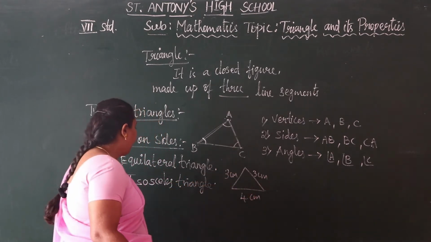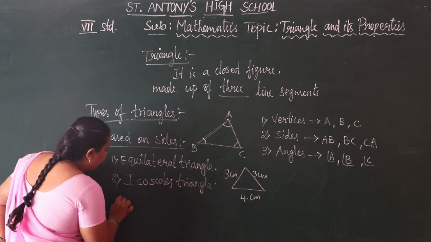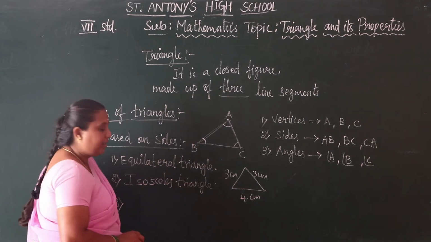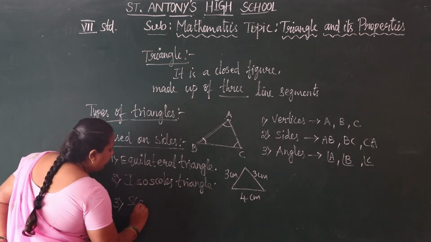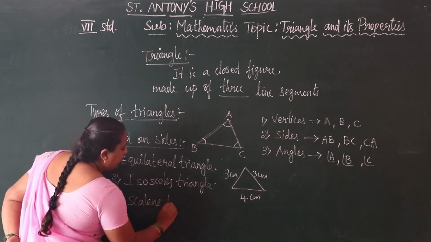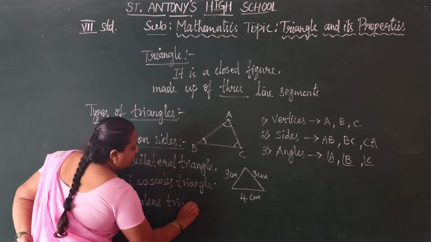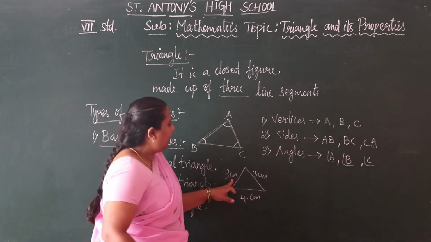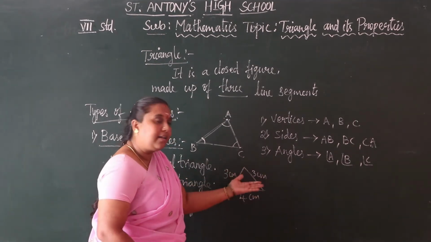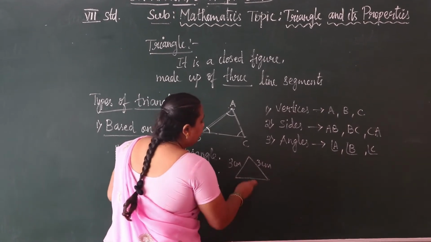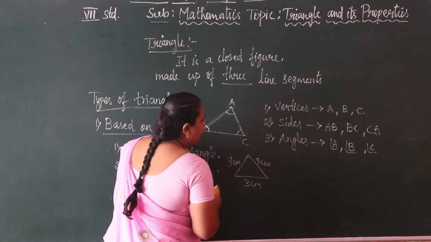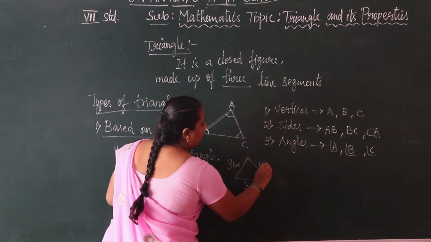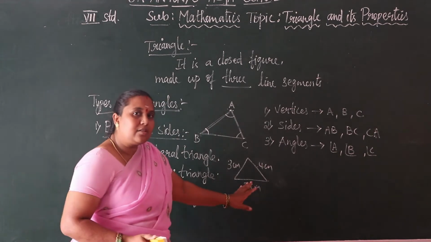So we can say it is an isosceles triangle. Understood children? And then we move on to the third type of triangle, that is the scalene triangle. See here, these 2 sides are equal. Or otherwise, these 2 sides are also equal. So we can say this is 4 centimeter, so this is also an isosceles triangle.